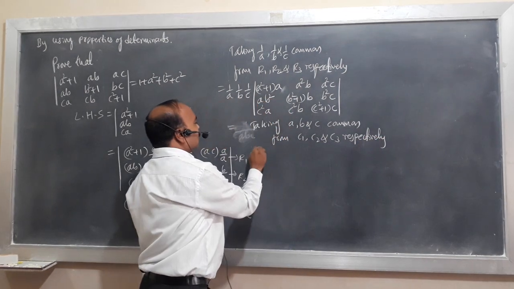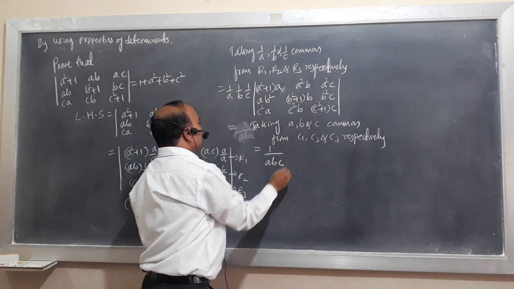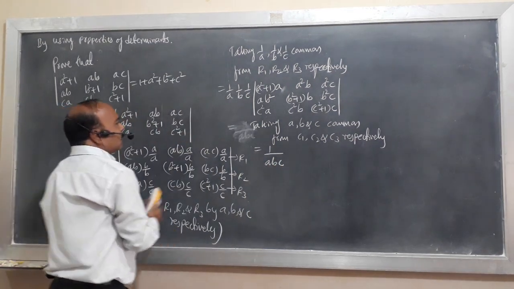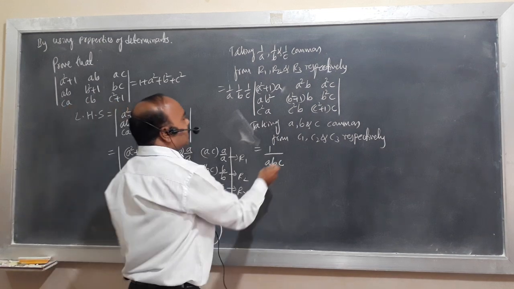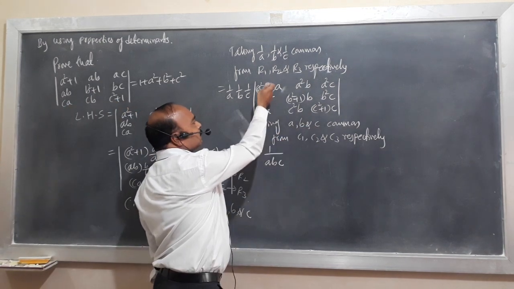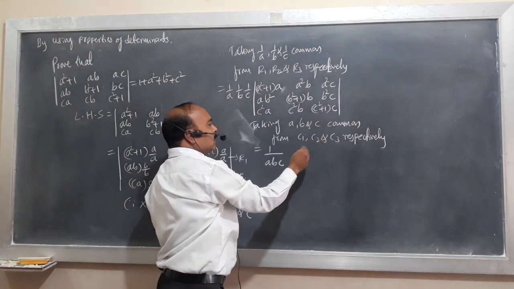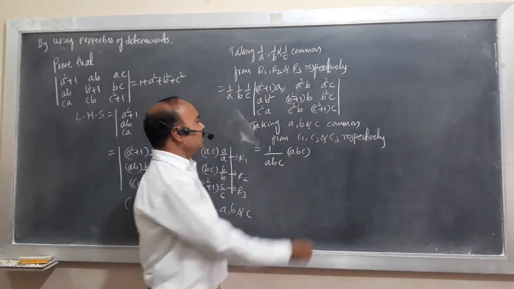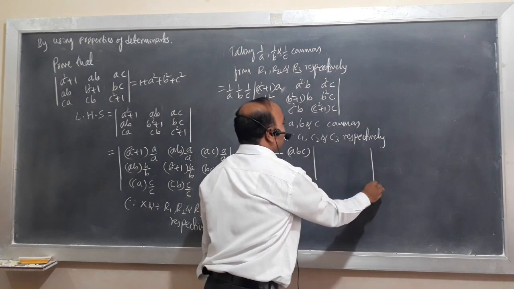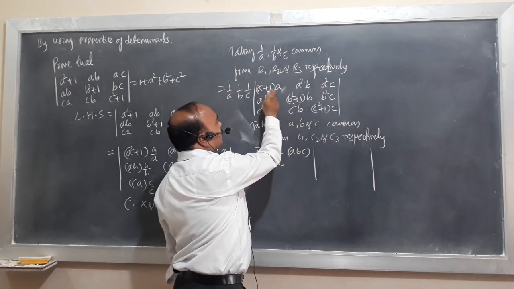Then we get 1 by abc outside as it is. Now once again we are taking abc common from C1, C2 and C3. Then we get another a, b and c terms. Then the determinant changes to a square plus 1.